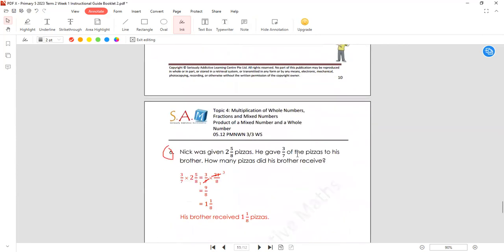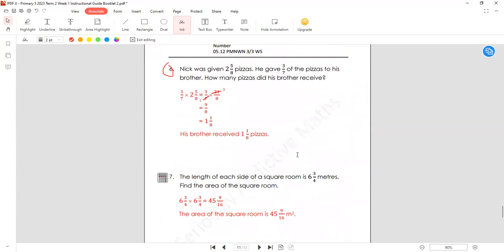Then we move to page 11. Nick was given 2 whole 5 out of 8 pizzas. He gave 3/7 of the pizza. Remind them, what does 'of' mean? Of means times. And the pizza refers to this portion here. Therefore the equation is 3 out of 7 times the pizza. They convert into an improper fraction, do the cancellation, and write the statement.